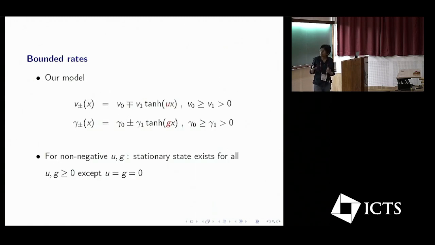So we chose these bounded rates for v plus and v minus and gamma plus and gamma minus. There are lots of parameters: v naught, v1, gamma naught, gamma 1. But the important parameters for us are simply the scale at which you go from linear tanh to a constant, or the homogeneous rates, which are u inverse and g inverse. Okay, so that's the important ones. So if I just work with non-negative u and g, then one can show that a stationary state exists for all of them except when u and g are zero. That is the case when anyway the rates become homogeneous.